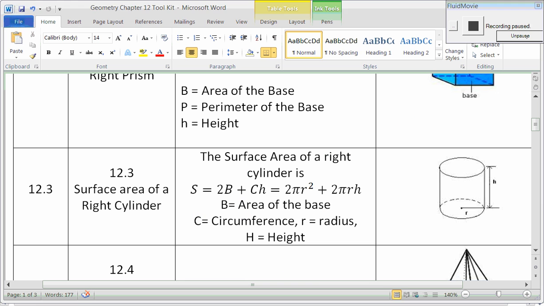And this is theorem 12.3. I've written it on my toolkit. I'd like you to write it on yours. The surface area for a right cylinder. So basically, surface areas of Coke cans, surface area of soup cans, surface area of Clorox disinfectant wipes. Ew, they're leaking all over my desk.